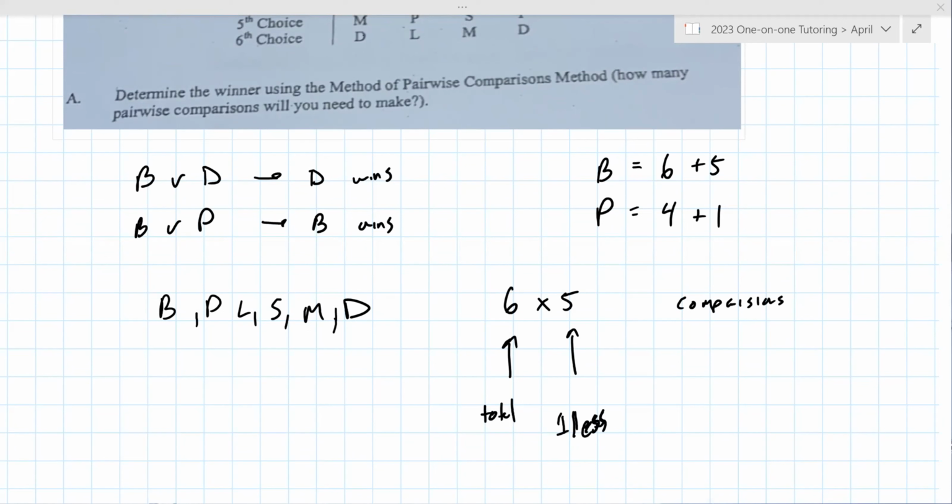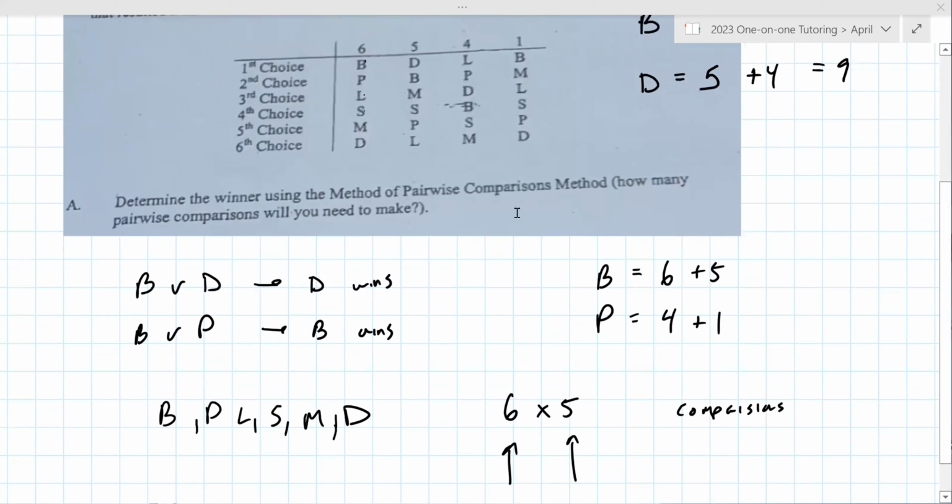Realizing that there's not enough time to obtain passports and visas, Paris and London must be eliminated as choices. Now determine the winner again using the method of pairwise comparisons. Okay, so this is part B. Grab part B here.